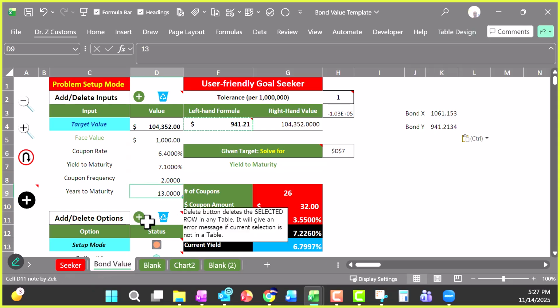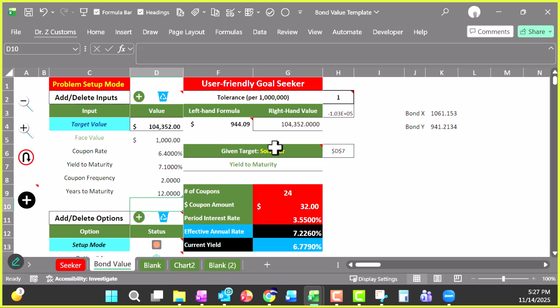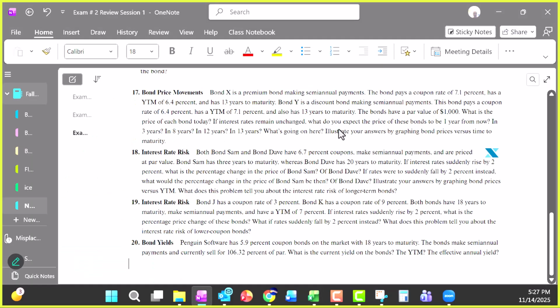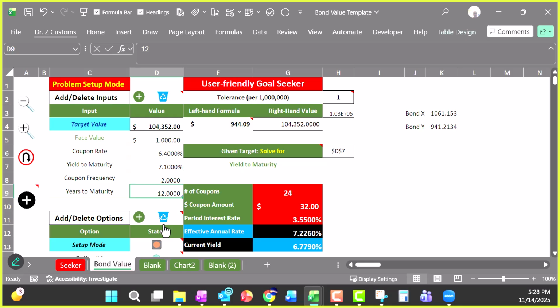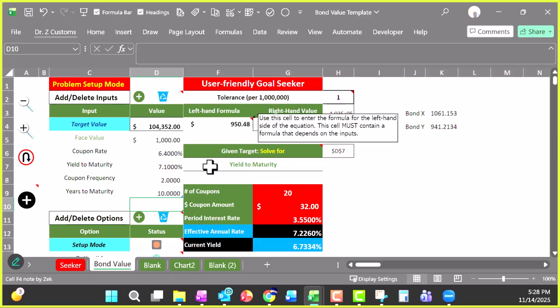Okay. 1 year from now, the only thing that's changed is the years to maturity, right? So how many years will I have left on this bond 1 year from now? 12. So I'm going to enter it. What happened to the price? Did it go up or down? This was the base. It went up. So next is how about in 3 years? In 3 years, this will have 10 years left to maturity. Price is going to go up again.